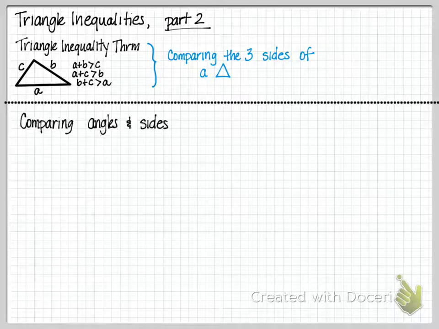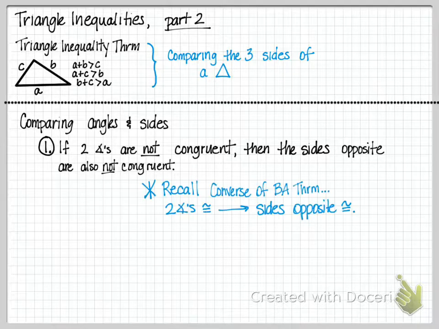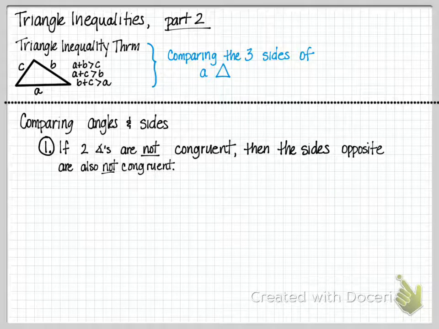Now, we're going to have two new laws where we're going to be talking about comparing angles and sides. Our first law has to do with this: if two angles are not congruent, then the sides opposite are also not congruent. So this is the first of our two laws in this video. This one is comparing angles and sides. Now, recall that the converse of the base angle theorem told us that when two angles in a triangle are congruent, then the sides opposite are congruent. This law is saying when the two angles are not congruent, then the sides opposite are also not congruent.